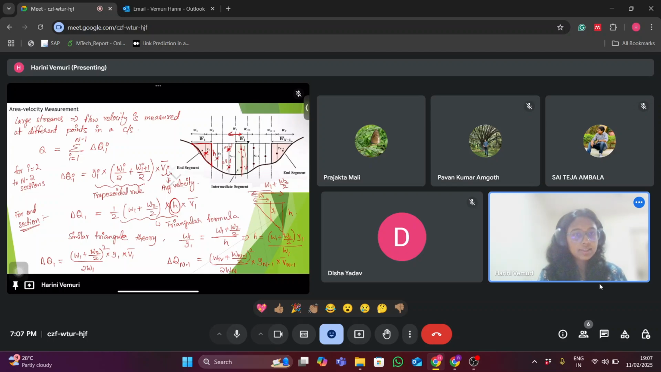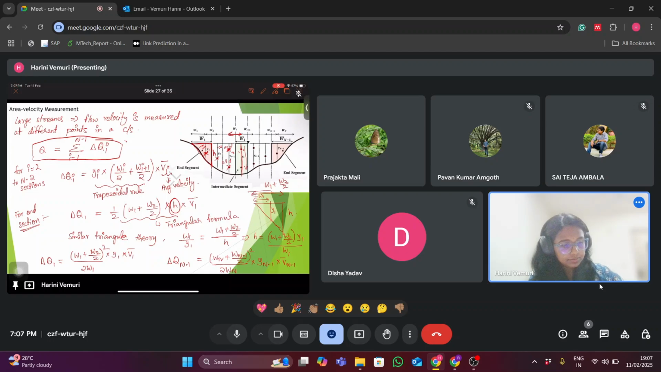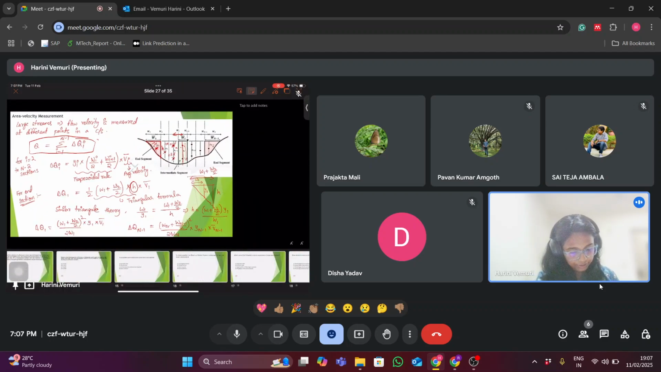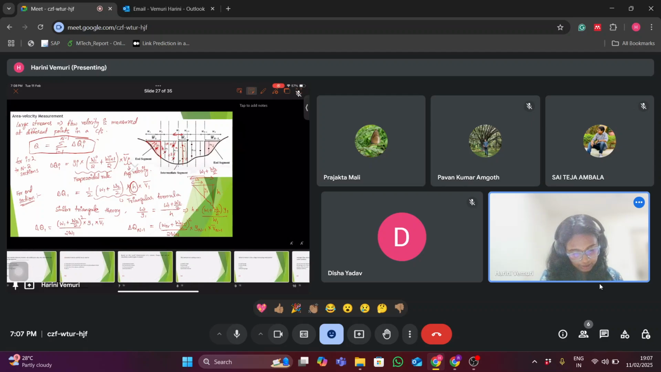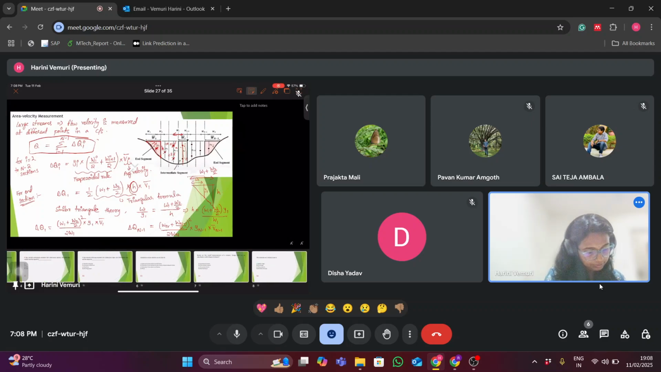So this is how, after calculating the flow in each section, we'll add it up to get the flow in the entire cross section of the stream. Okay, this is how we calculate stream flow. We'll take stream flow measurement using the area velocity method. Now let's look into a few questions related to stream flow measurement.